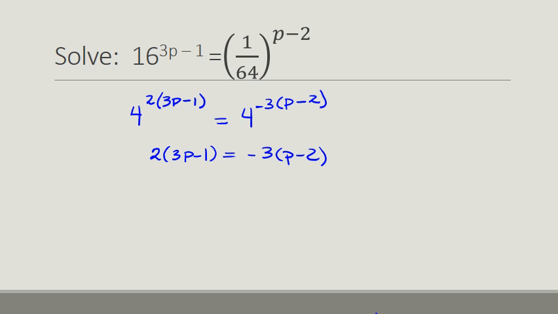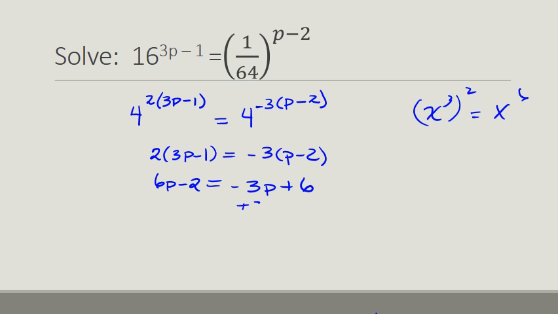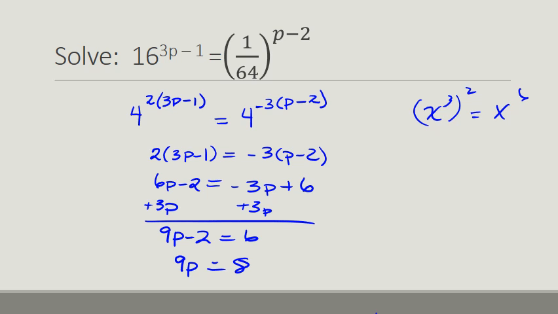Now we used the exponent rule that said that when we take a power to a power, we multiply. So that's basically the property that we used. If I distribute, I get 6p minus 2 equal to negative 3p plus 6. If I add 3p to both sides, I'm going to get 9p minus 2 equals 6. If I add 2, I get 9p equals 8. And divided by 9, p is going to equal 8/9.